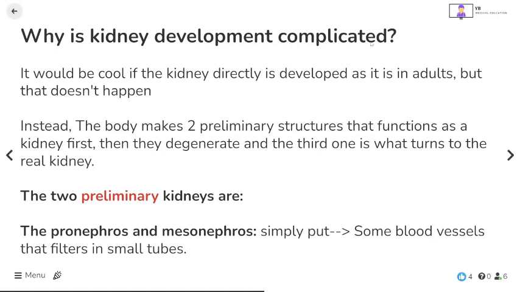The two preliminary kidneys are the pronephros and the mesonephros. The word pro means before, and meso means middle, which is the middle kidney, and both of these degenerate. What is the definition of pronephros and mesonephros? Simply put, some blood vessels filter into small tubules that filter into bigger tubes, eventually into the bladder. That's as simple as it gets.